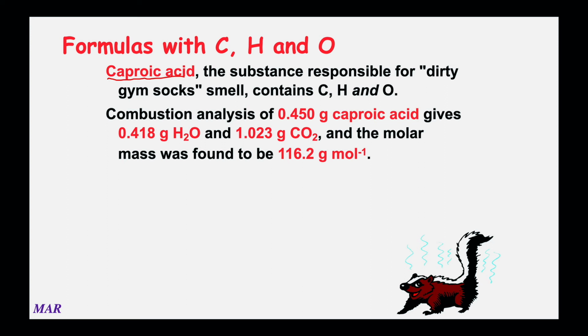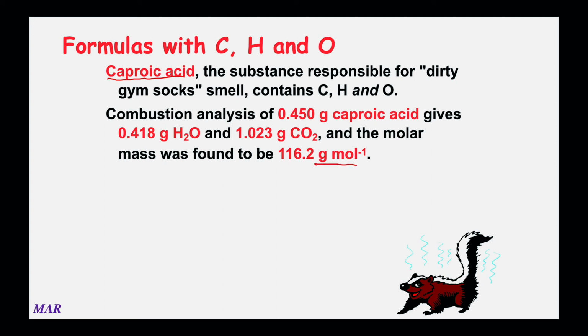What we're doing in this problem is taking 0.450 grams of caproic acid and burning it in O2, and the products, once again, are water and CO2. That part is kind of like what we did before. However, they're also giving the molar mass of the whole compound, 116.2 grams per mole.